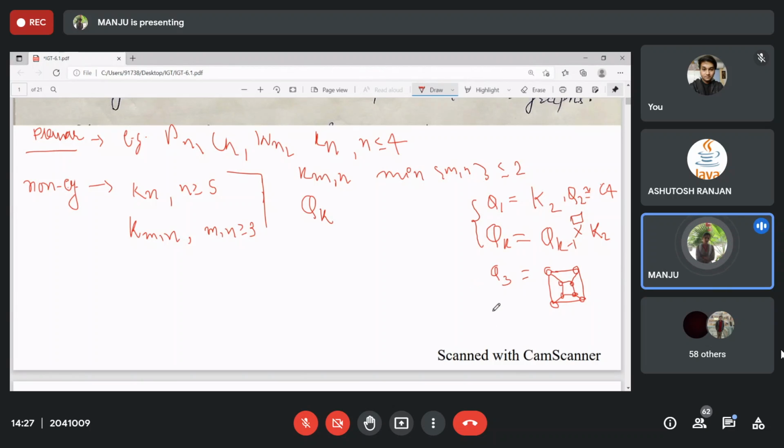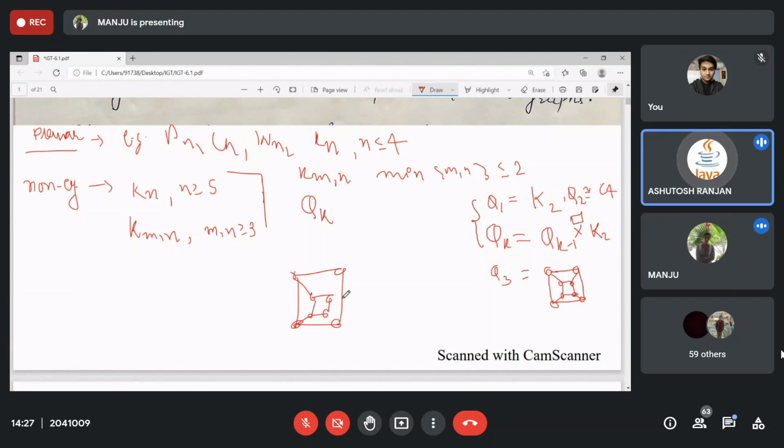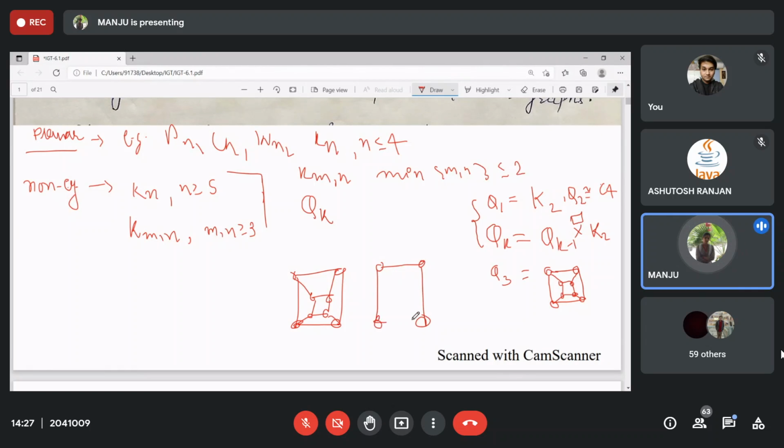Not planar, ma'am. Q4 is non-planar. If you want to draw it like a planar graph, it is a cube inside a cube, and I am just taking these out. That is Q3.